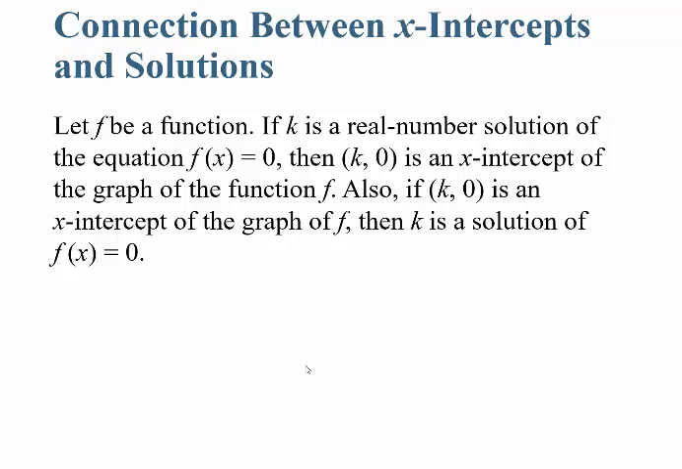All right, so let's talk about the connection between x-intercepts and solutions. If we let f be a function, if k is a real number solution of the equation f of x is equal to 0, then (k, 0) is an x-intercept of that graph. Also, if (k, 0) is an x-intercept of the graph, then it's a solution to that equation f of x is equal to 0.